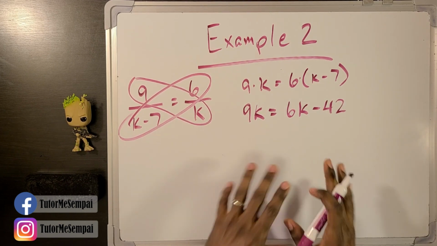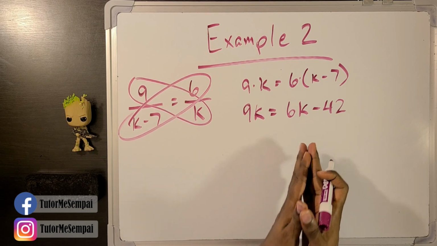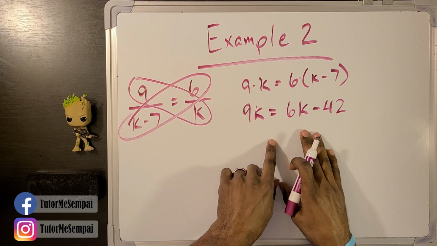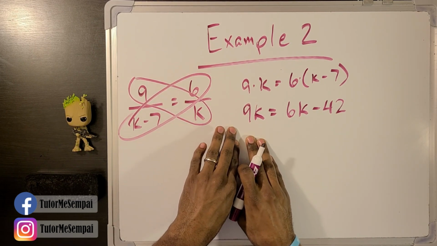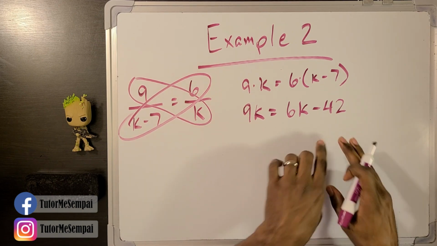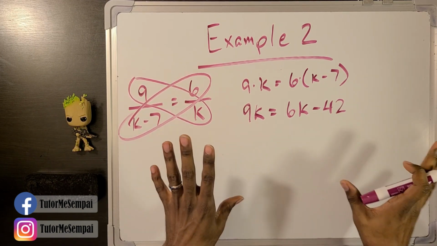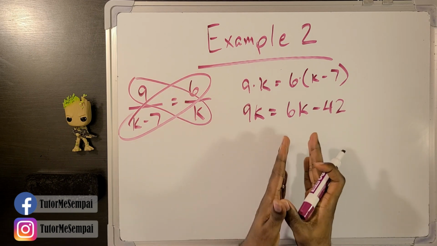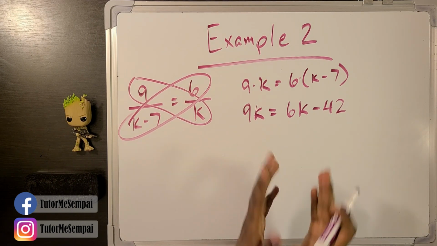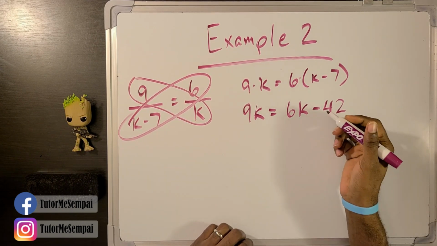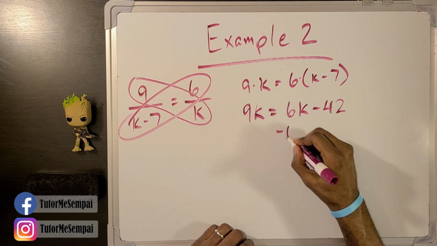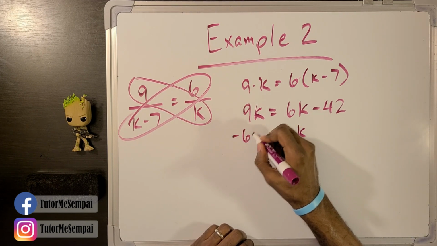Now you can move things over in any which way you want. However, I'm going to focus on the 6k only because we already have 9k by itself and this side has a constant. So moving over too much can get very messy. Moving over one thing is going to be much simpler. Now I'm going to move over the 6k. And I do that by subtracting 6k from both sides.